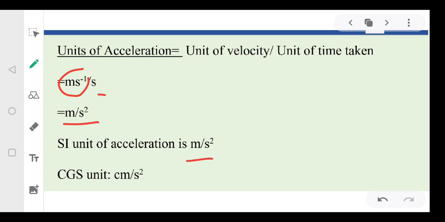If we talk in the CGS system, CGS, the full form is centimeter, gram, second. So in the CGS system, the unit becomes centimeter per second square.